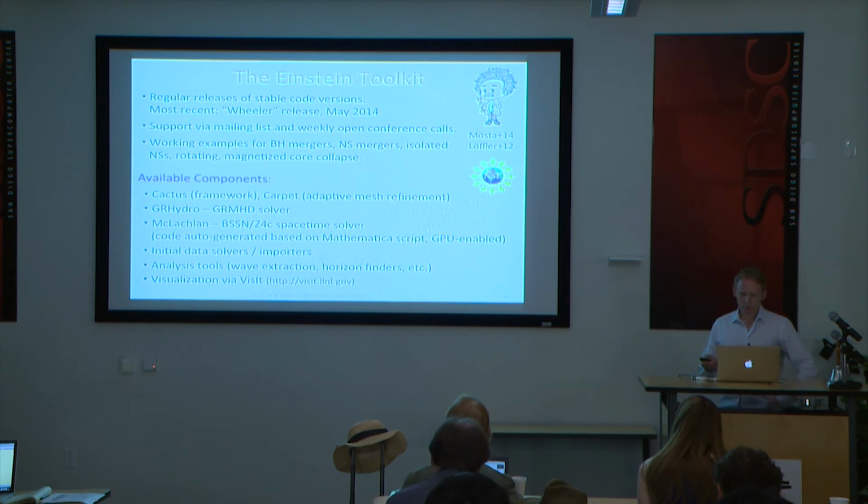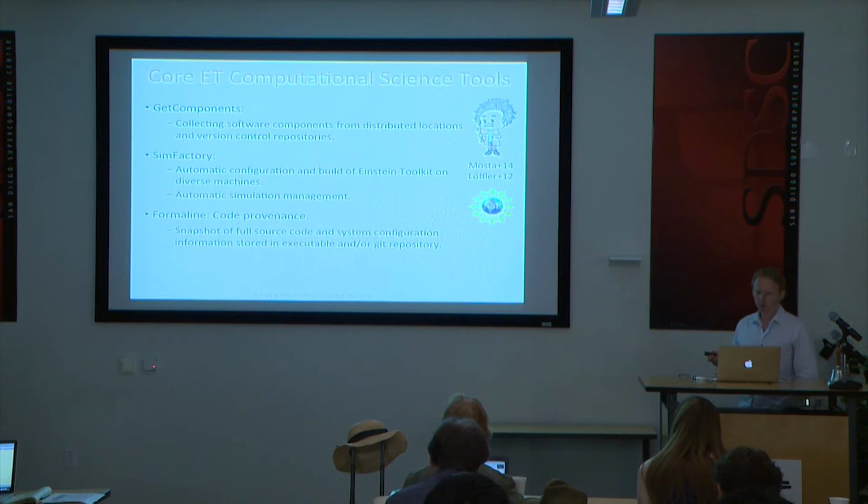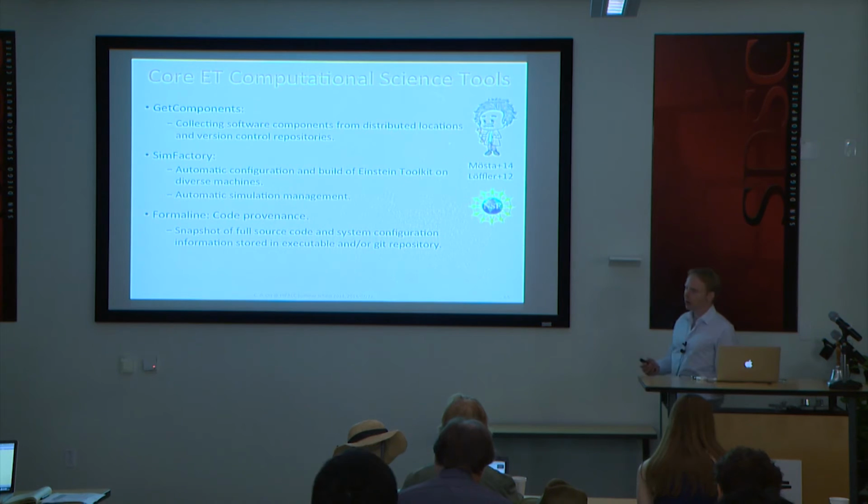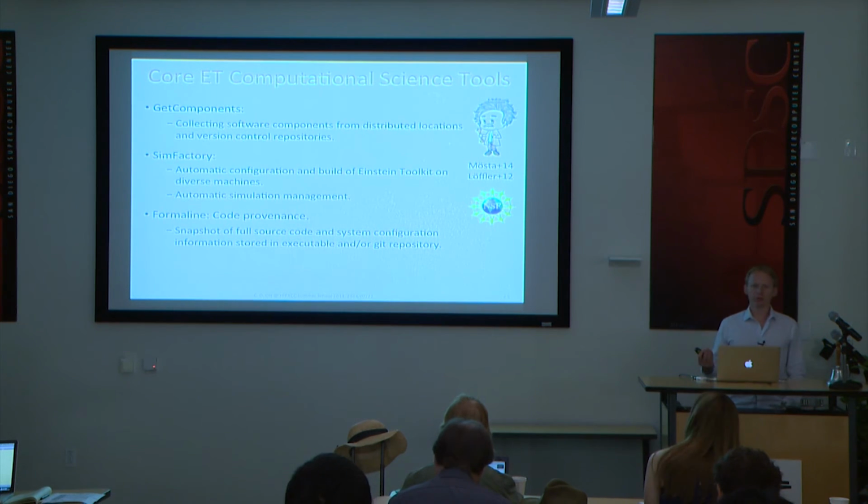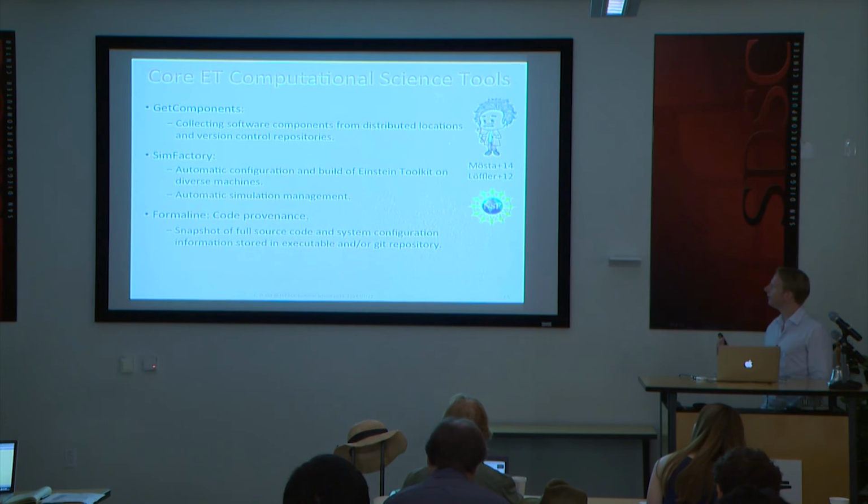Just a few cool components that I like about the toolkit that are more computational science tools. One thing is called GetComponents, that will allow you to pull in software components from globally distributed version control repositories or websites.